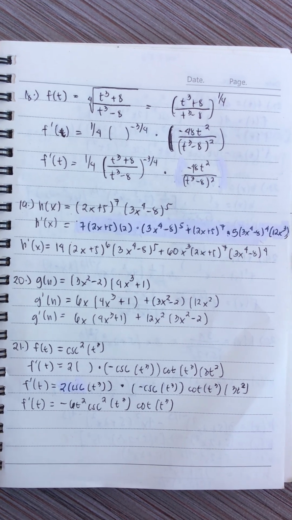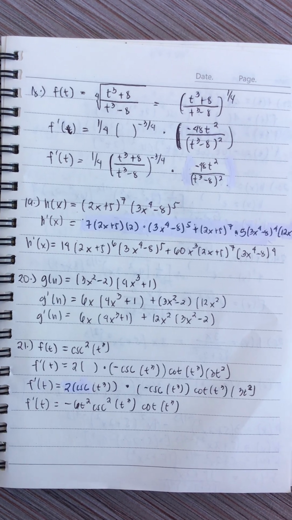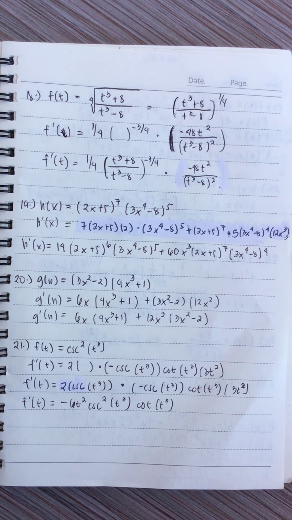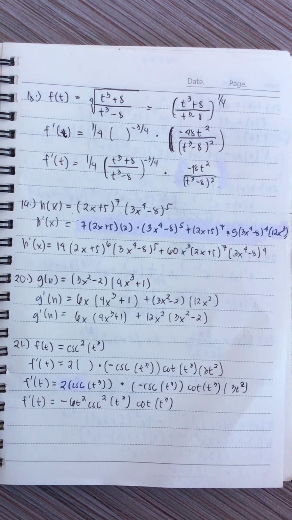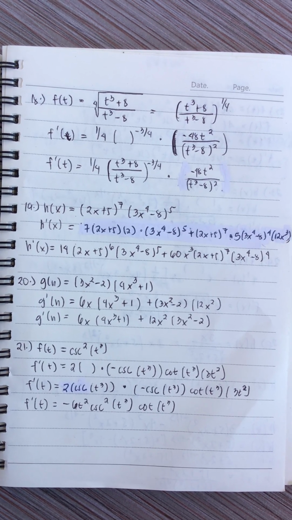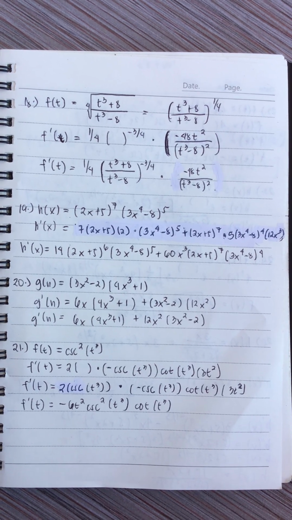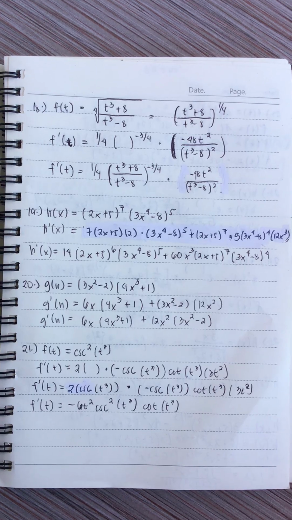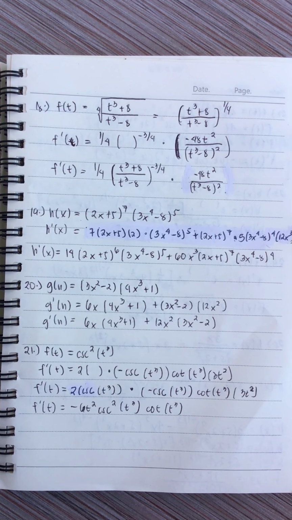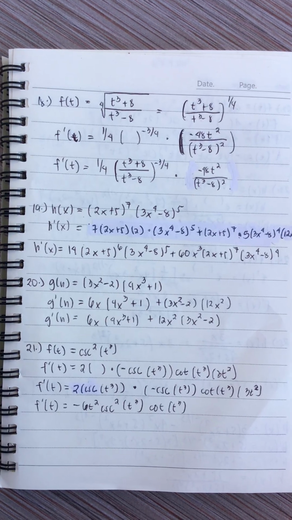Number 20, we are given g of x equals (3x squared minus 2) times (4x cubed plus 1). So this is simply applying the product rule, which gives us now 6x times the quantity of 4x cubed plus 1 plus (3x squared minus 2) times 12x squared. So now g prime of x equals 6x times (4x cubed plus 1) plus 12x squared times (3x squared minus 2).